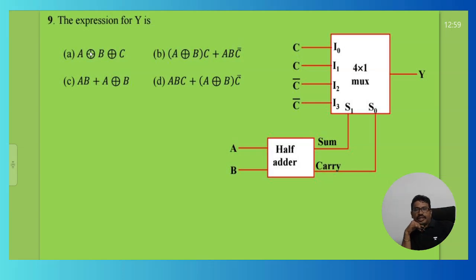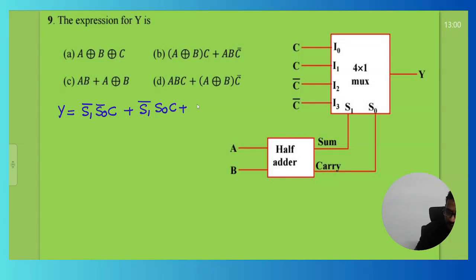Next one. The expression for y is, yeah, you can tell me now here, y. It should be given as S1 bar into S0 bar into C plus S1 bar S0 into C plus S1 S0 bar into C bar plus S1 S0 into C.